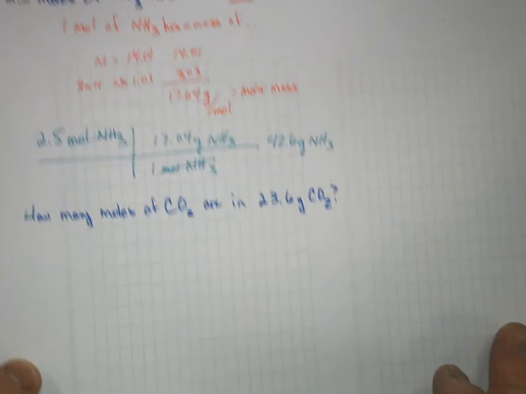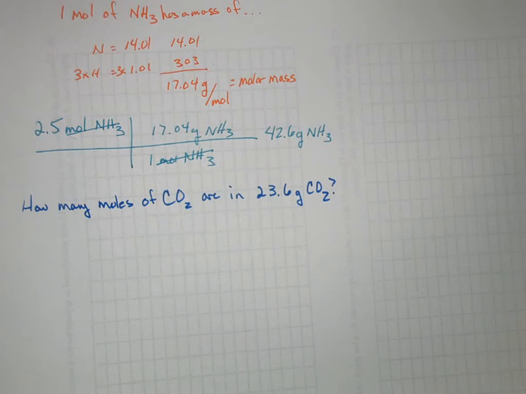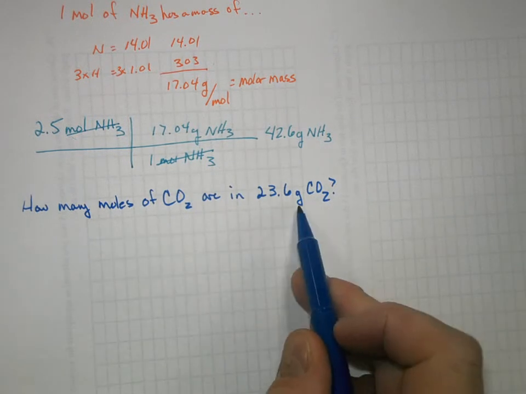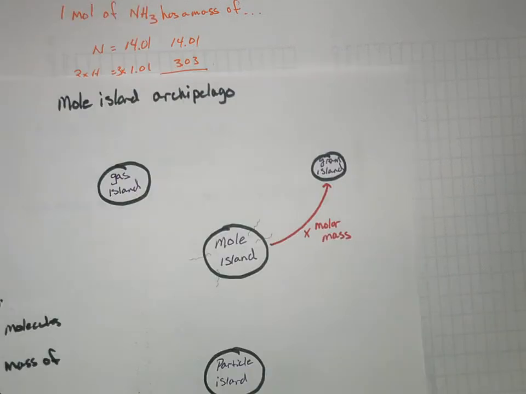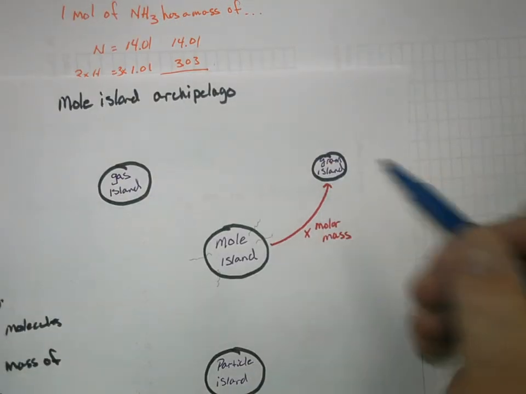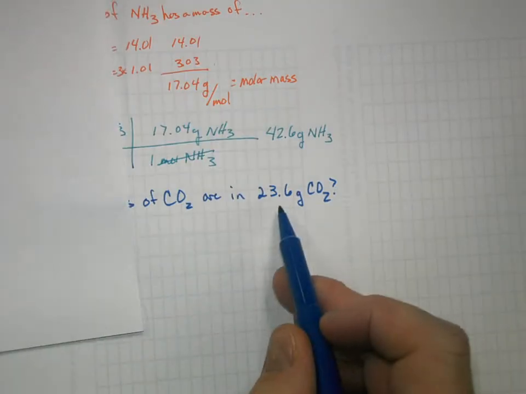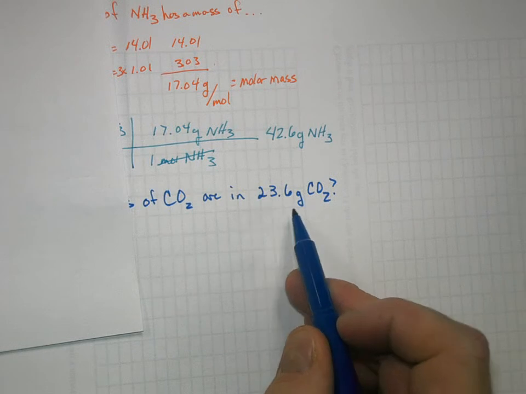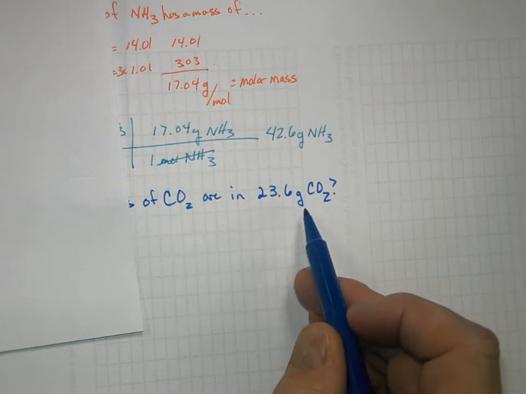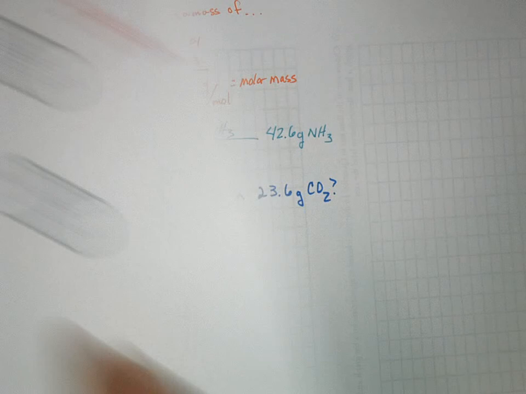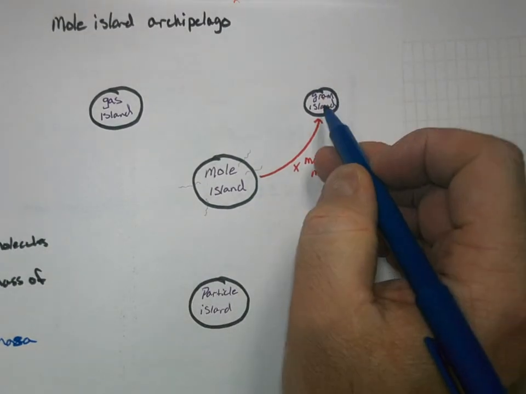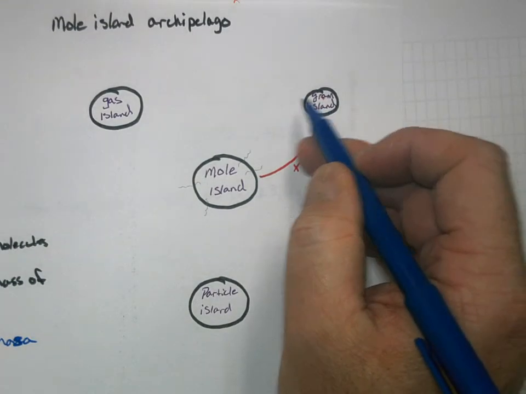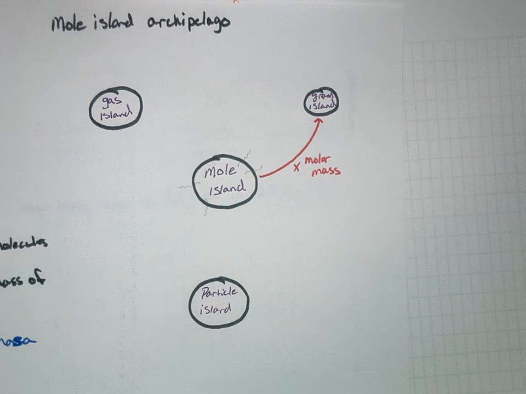Okay, so how many moles of CO2 are in 23.6 grams of CO2? Well, we've got grams again, which means we're going to use Gram Island, but this time we have this number, right? Whichever unit we have tells us where we start. We're going to start on Gram Island, and somehow we have to get back to Mole Island.